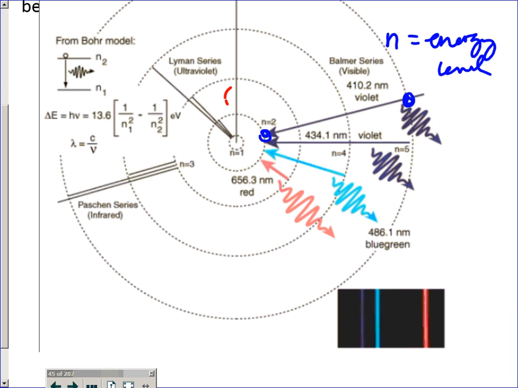And then if you go from n equals 3 to n equals 2, how much energy do you think that lost? A lot or little? A little, so what wavelength does that correlate with? Red, because red doesn't have much energy. So we can actually see this. This is called a spectrum. So let me show you what that spectrum looks like.